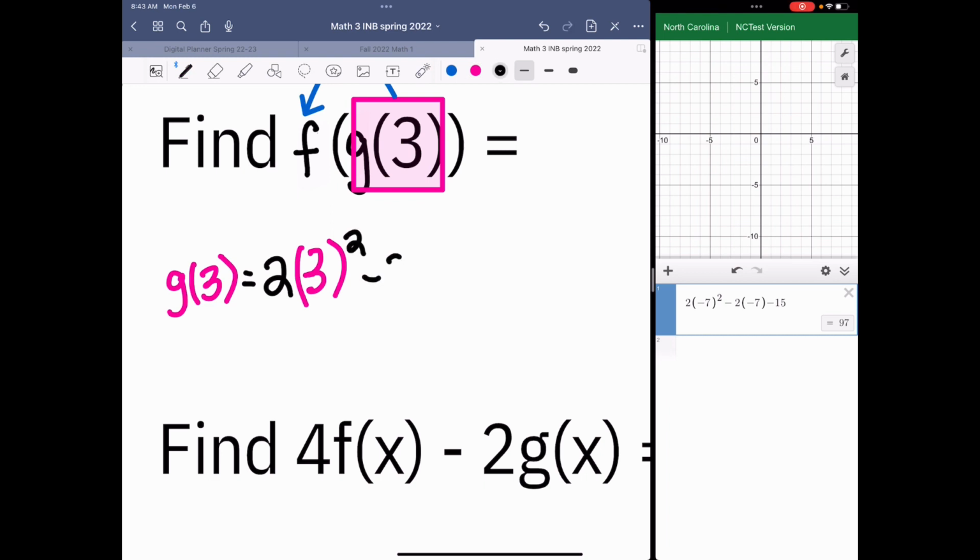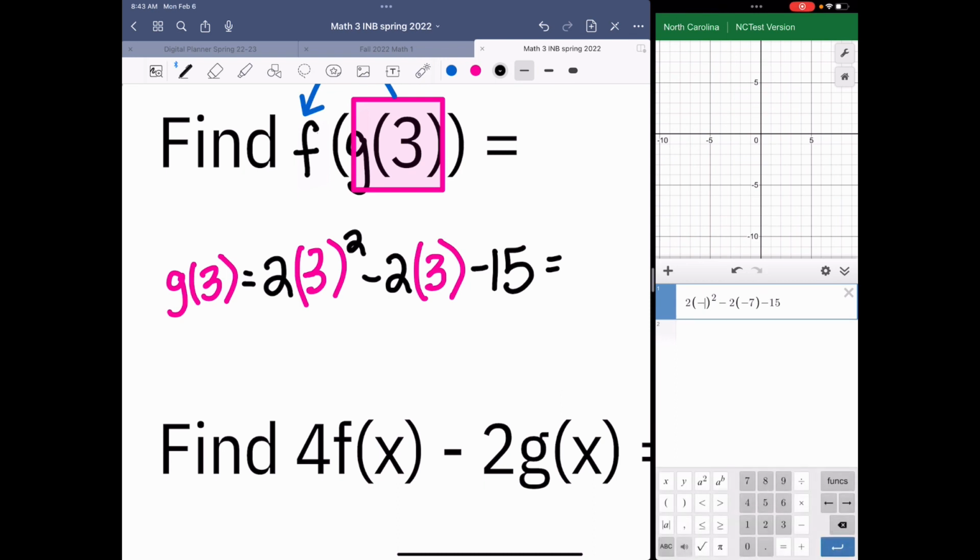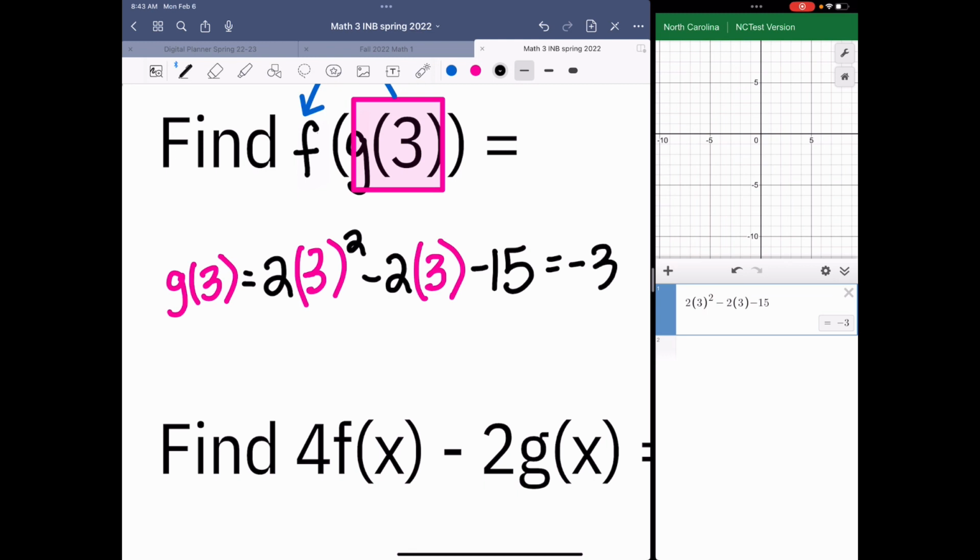And then minus 2x. So where x was, we're going to put in 3 as well. Minus 15. And we need to evaluate that. So again, I still had the same problem over here in Desmos from before. So I'm just going to put in 3 where the x's were and I get out negative 3. So that means that g of 3 is equal to negative 3.